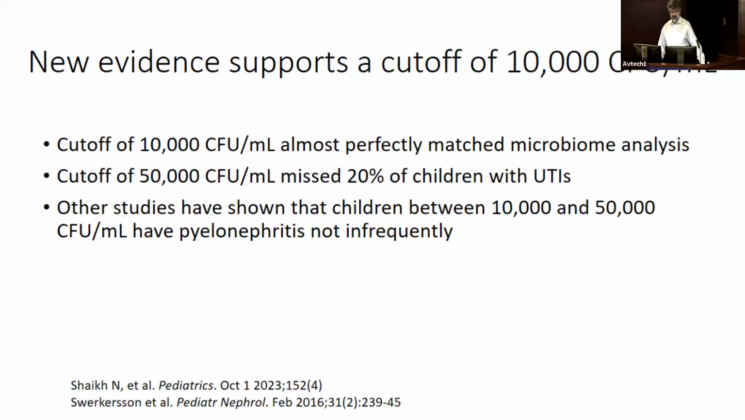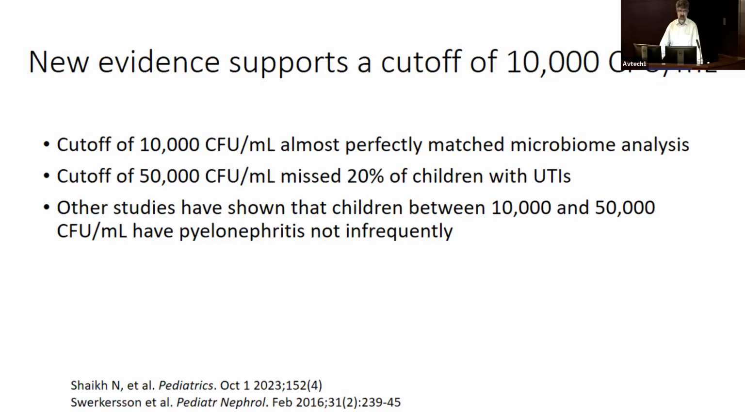So this preliminary evidence supports the cutoff of 10,000. Other studies have to be done because this was a novel use of microbiome analysis, so other studies are needed. But one important fact also came from this Swedish study that I cited down here, the Swerkerson study, which showed that children with low counts are not just having mild UTIs and can be ignored.